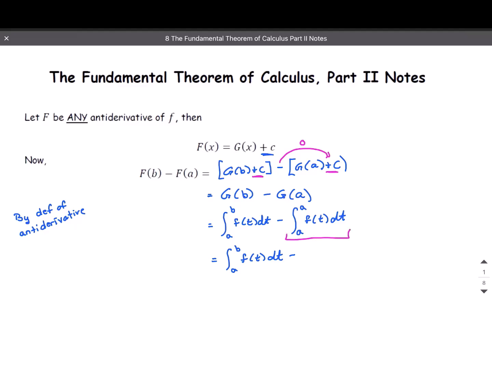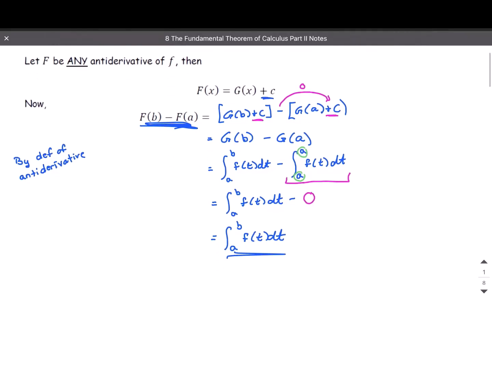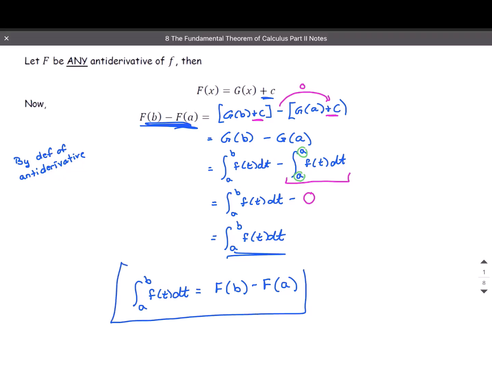What do we know the value of this integral is? If we're going from a to a, we've gone nowhere, right? And there's no area, and the value of the integral is 0. So that means this just becomes the integral from a to b of f of t dt. Well, do you realize what we just said? We went from here to here. So what that means is that the integral from a to b of f of t dt is the antiderivative capital F evaluated at the upper limit b minus the antiderivative F evaluated at the lower limit a.